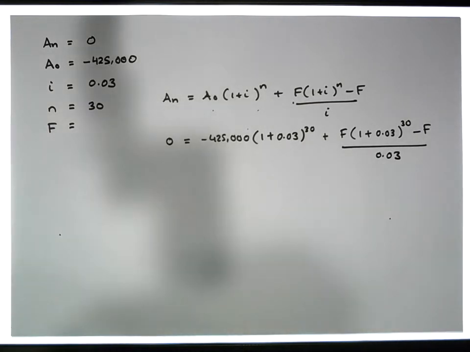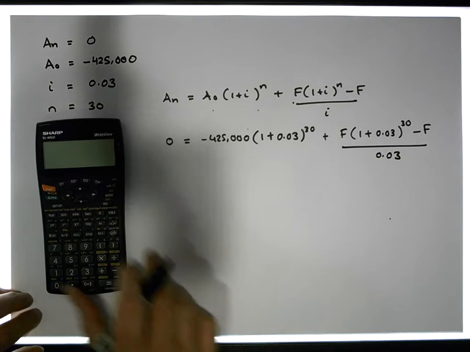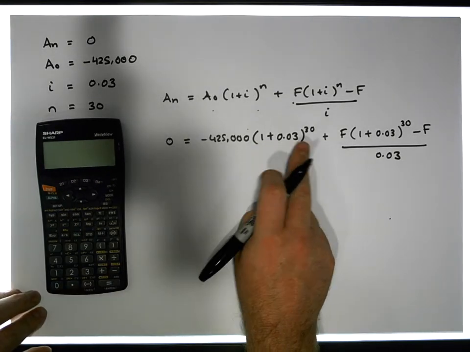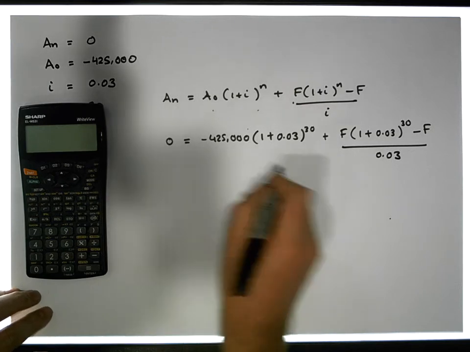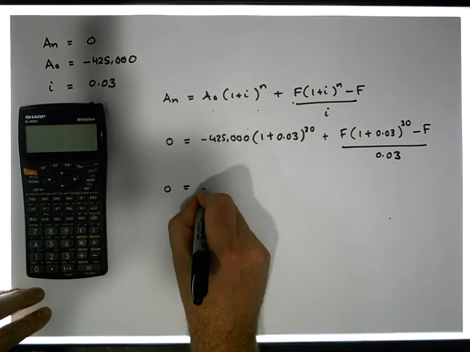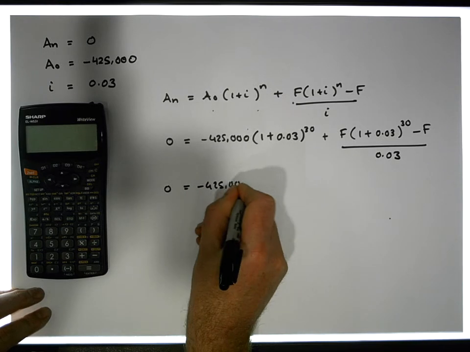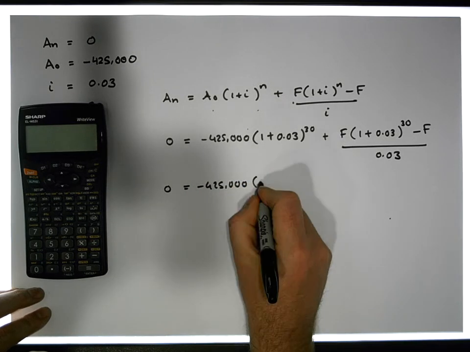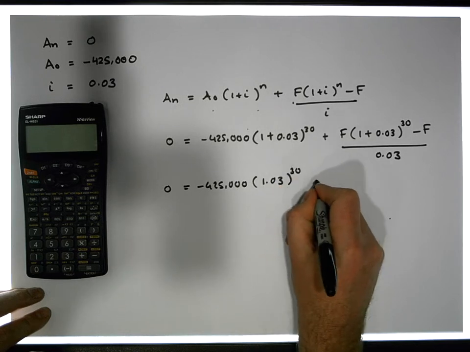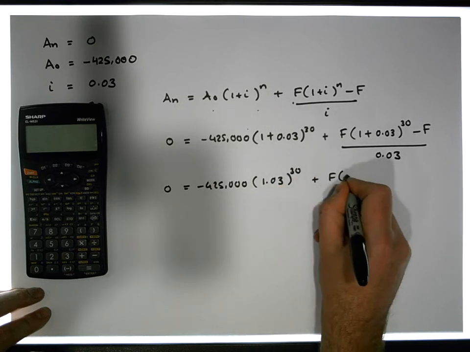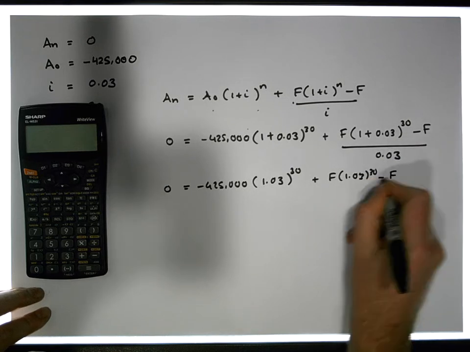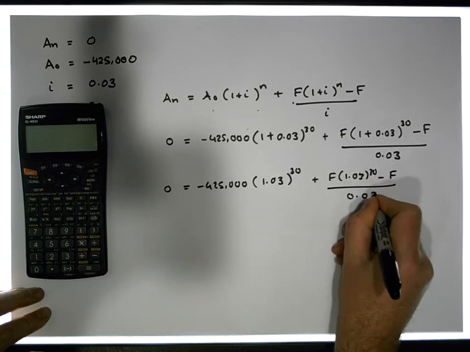Okay. So let's actually work out some of these terms. Let me just do the basic arithmetic. So this becomes 0 is equal to minus 425,000 times, well, 1 plus 0.03 is 1.03, which needs to be raised to the power of 30, plus F times (1.03 raised to the power of 30 minus 1), which needs to be divided by 0.03.